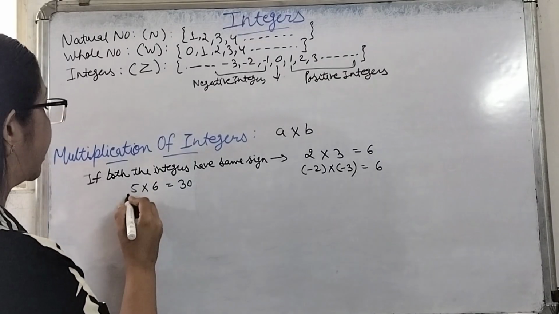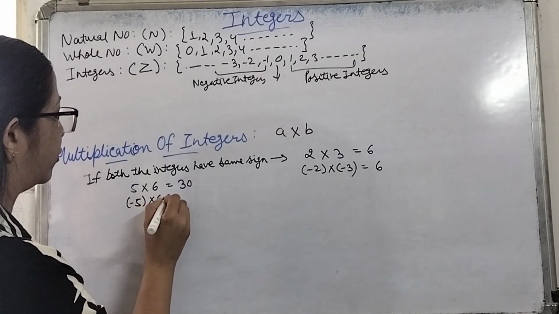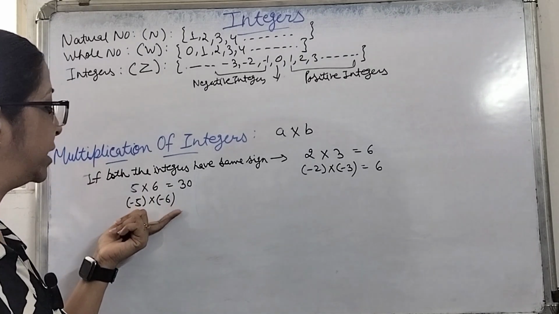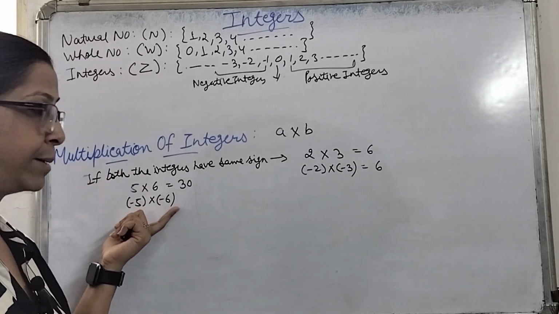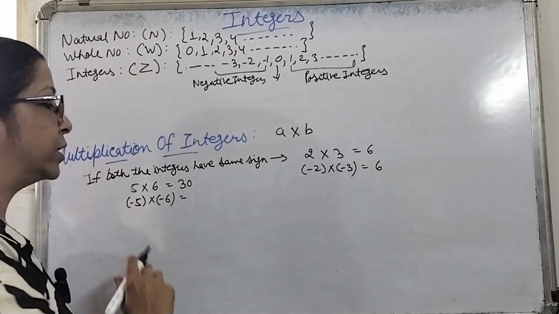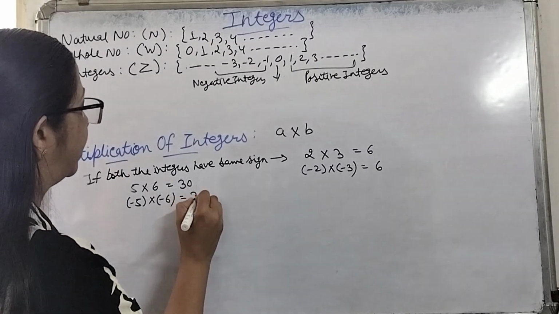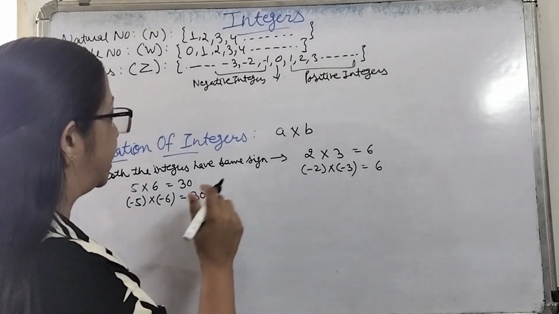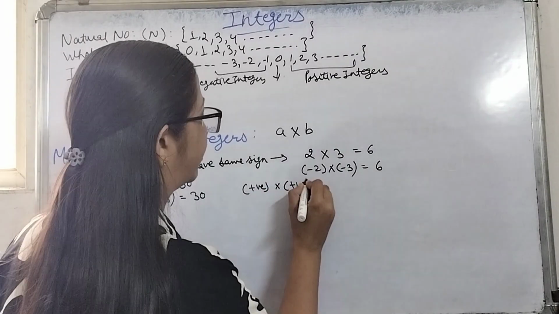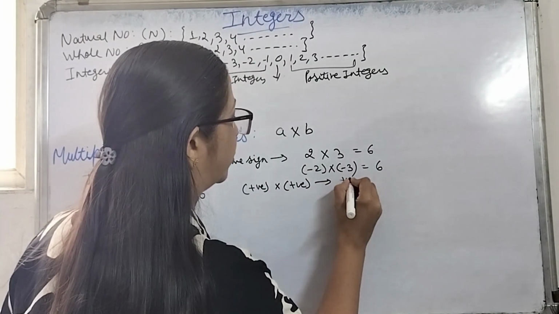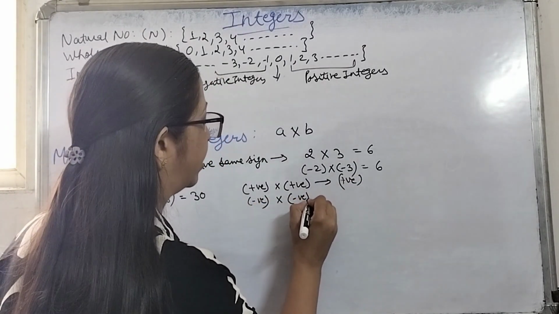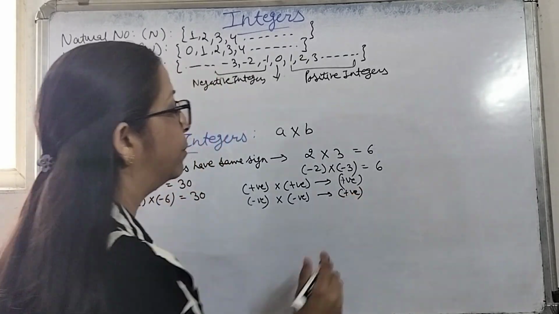Instead of this, if both the numbers are negative, one of the integers we have taken as -5, another integer we have taken as -6. Here both the integers are negative, both the integers are having the same sign. So first of all, we'll be multiplying the numbers. 5 into 6 will be 30, and because both the numbers are negative, the product will be positive 30. That means if we are multiplying one positive number with another positive number, the product will be positive only. If we will be multiplying a negative number with a negative number, then also the product will be positive.